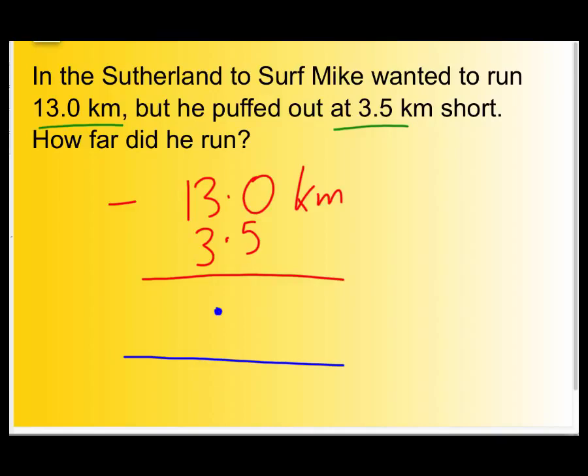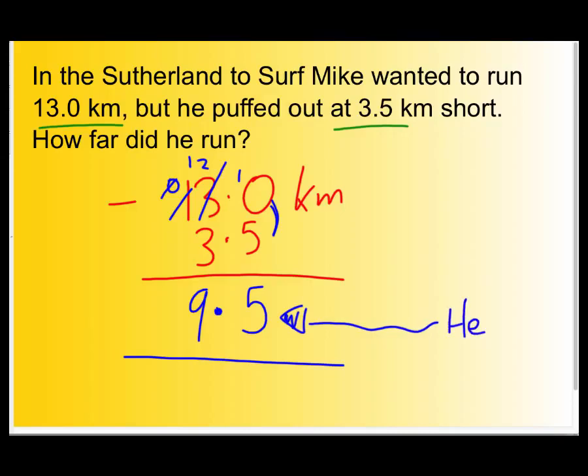And you can't do 0 take away 5. You've got to trade. Make that a 2. Make this a 10. Now you can do 10 take away 5, which equals 5. Great. Can't do 2 take away 3. Over here, you've got to do some trading. Make that a 0. Make that a 12. 12 take away 3 you can do, which equals 9. And there we finish the sum because 0 minus nothing is nothing. So that was the actual distance he did run. That was what he actually ran.